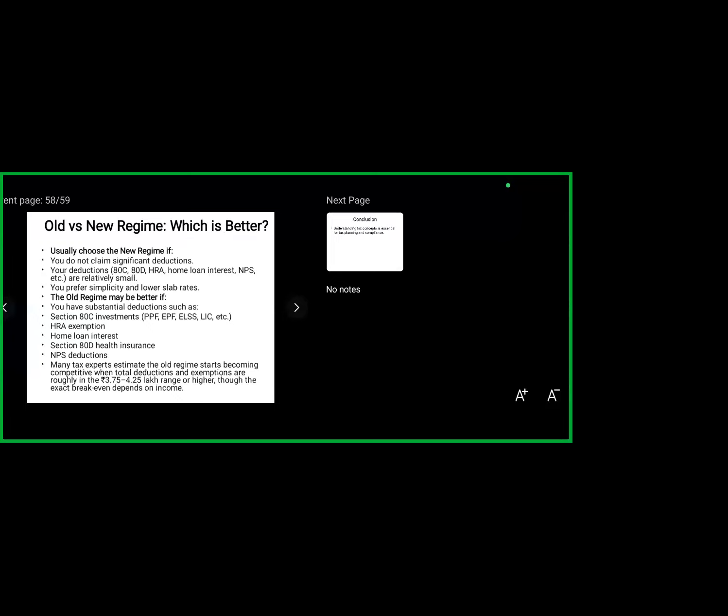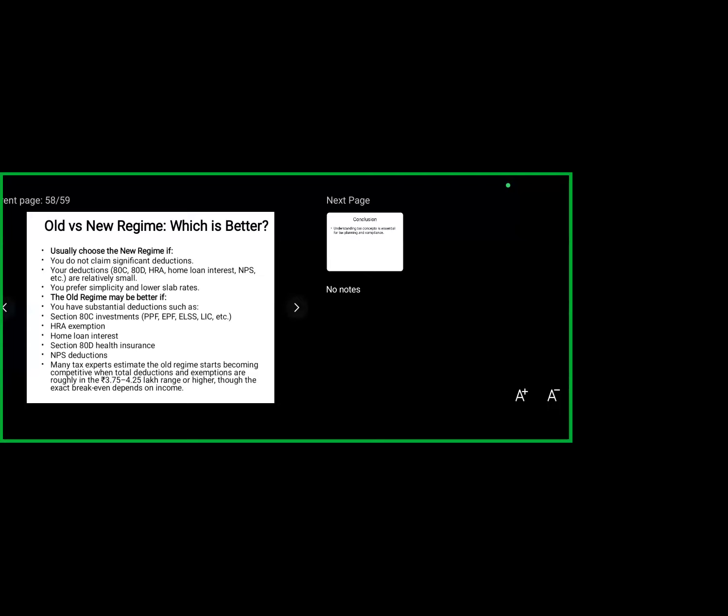Now old versus new regime, which is better? If that question is asked, you do not claim significant deductions under what? Under new regime. Old regime has all these significant deductions allowed. Your deductions of section 80C, 80D, HRA, home loan interest, NPS, etc. are relatively small in case of new regime.